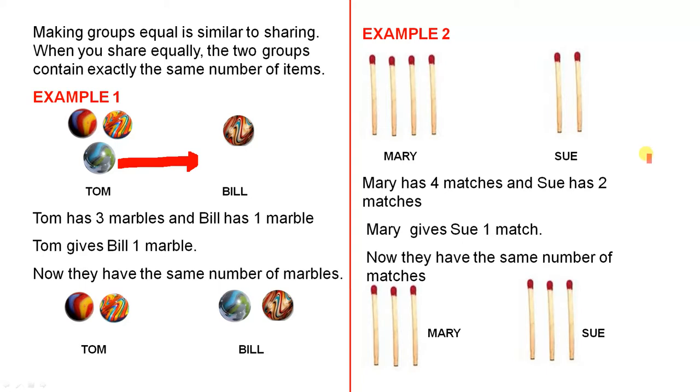Example 2. Mary has 4 matches and Sue has 2 matches. Mary gives Sue 1 match. Now they have the same number of matches, so you can see now that Mary has 3 when she gives 1 away. She's given 1 away to Sue, which has increased her number from 2 to 3. Now they have the same number. So we go very slowly with this to give students the idea of how you can make 2 groups equal.